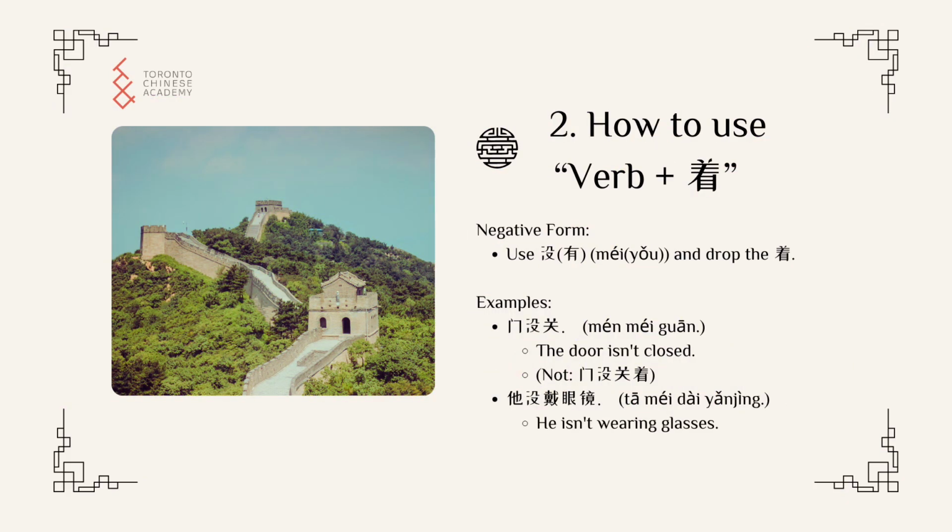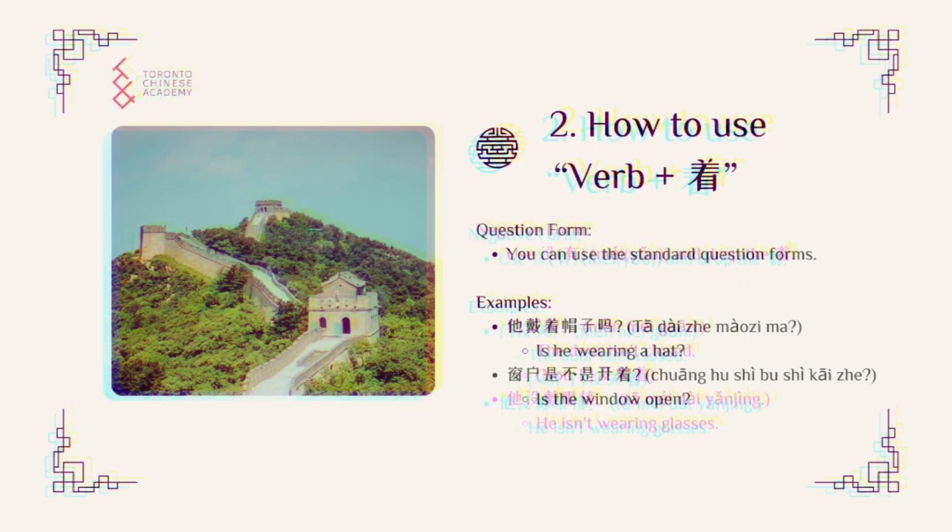Another form you can use this construction with is the negative form. To form the negative form, use 没 or 没有 and drop the particle 着. As an example, you could say 门没关, the door isn't closed. Note that you cannot say 门没关着. As another example, you could say 他没戴眼镜, he isn't wearing glasses.